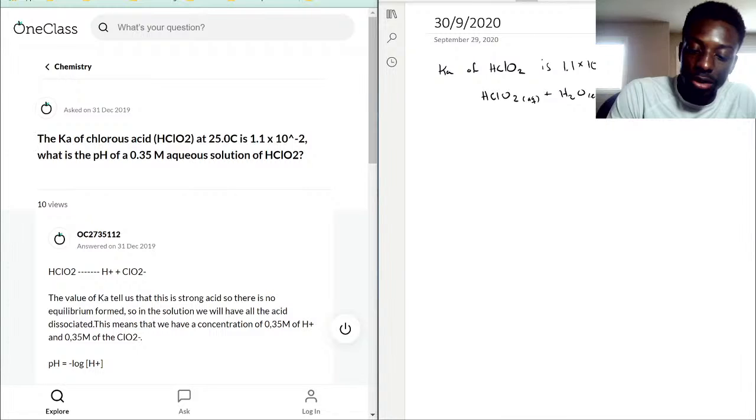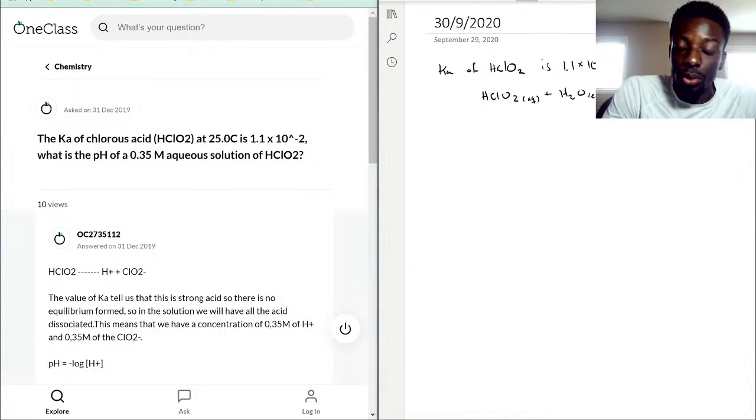Very important distinction. And that turns into ClO2 minus aqueous plus H3O plus, and that's a hydronium ion, which is usually what they use to actually calculate acidity. Aqueous. Okay, so this is the formula we're working with, and the Ka is that.